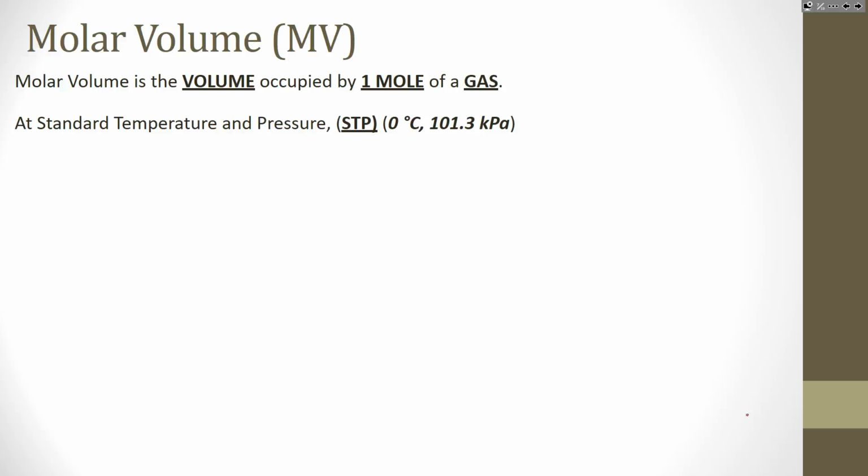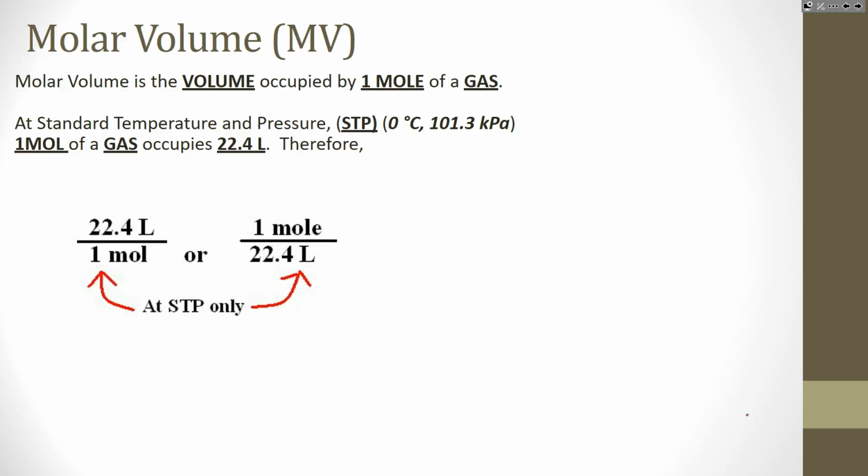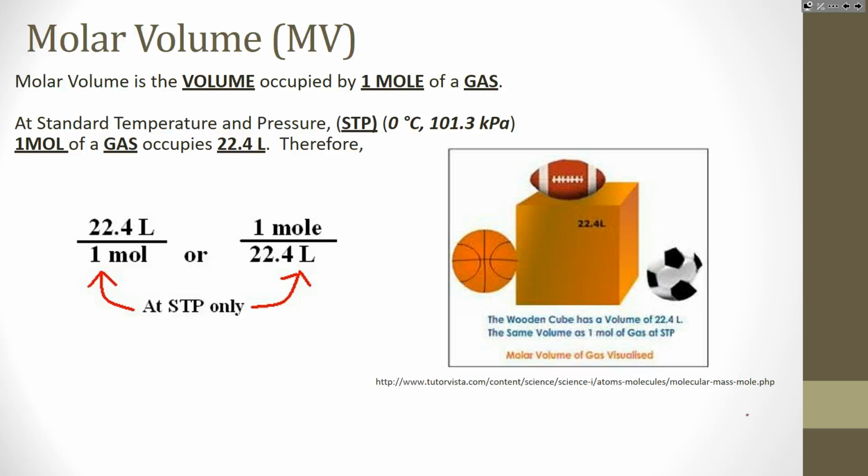And it just so happens that at that temperature and at that pressure, if you have 1 mole of gas, it will occupy 22.4 liters worth of space. So 1 mole is 22.4 liters. It doesn't matter which type of gas we're talking about. Every time you have 22.4 liters of a gas at standard temperature and standard pressure, you will have 1 mole of gas in that container.